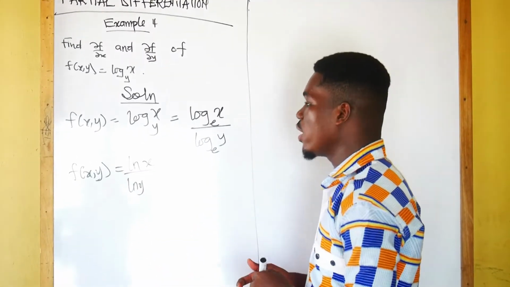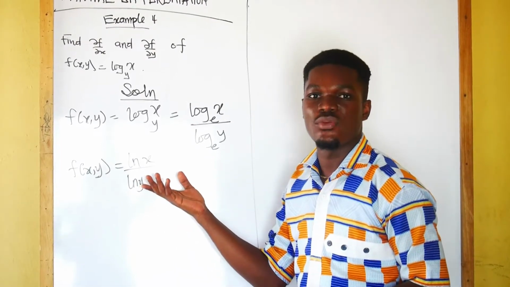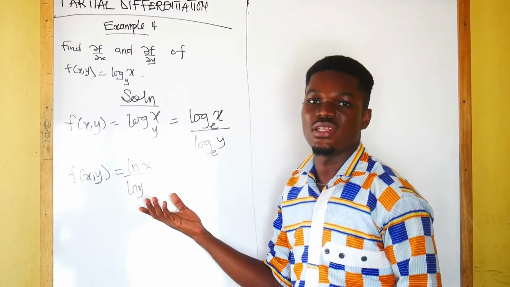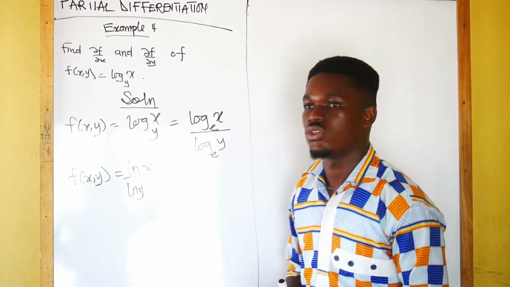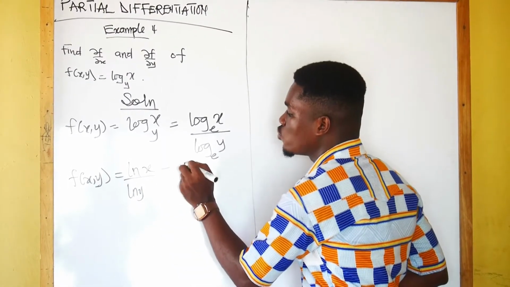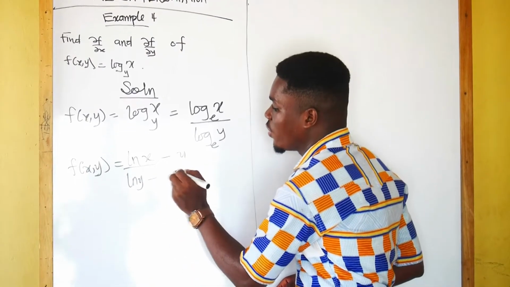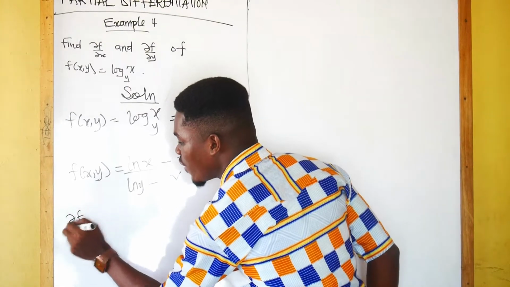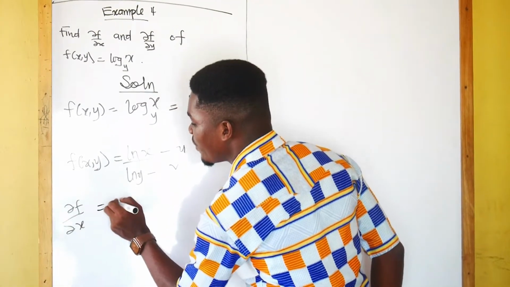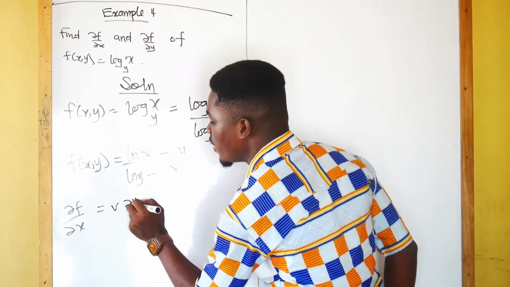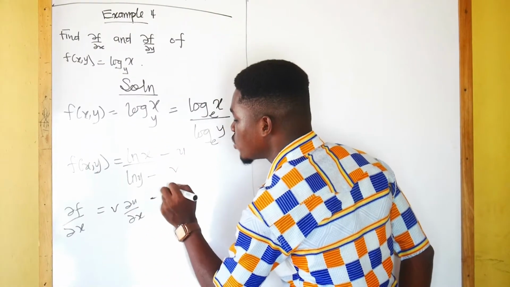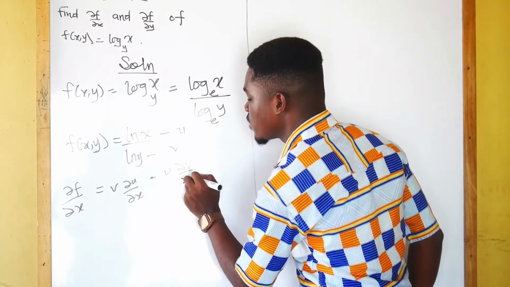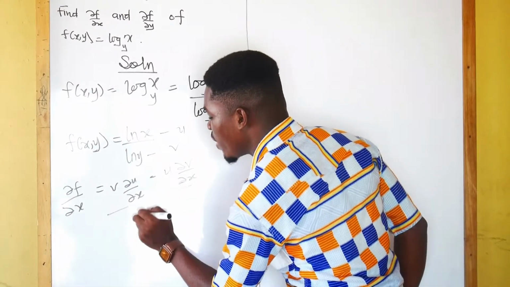From this function we can find the partial derivatives using the quotient rule, where our ln x will be our u and our ln y will be our v. So the partial derivative of this function with respect to x is given by v del u del x minus u del v del x, all divided by v squared.